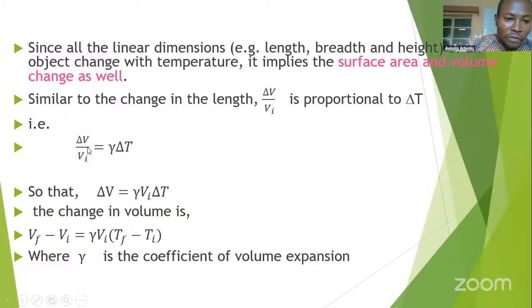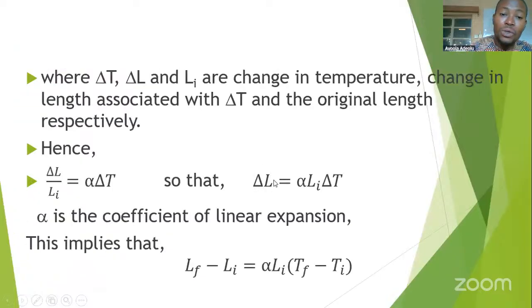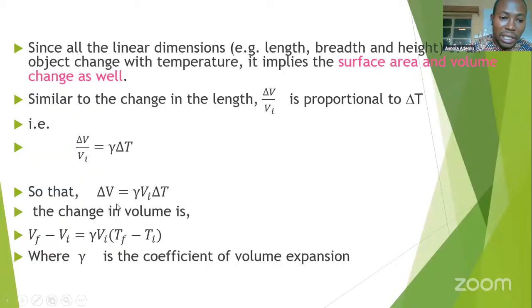So if I cross multiply, I will have what I have here, delta V equals gamma Vi delta T. This is exactly the same as what we have here, but this is when we are dealing with the length, when we are considering only the length increases. So we say delta L is equal to alpha Li delta T. Likewise, when the volume has increased, we say delta V is equal to gamma Vi delta T, where delta V, that is change in volume, is equal to final volume minus initial volume, equals gamma Vi change in temperature, that's the final temperature minus initial temperature, where gamma is the coefficient of volume expansion.